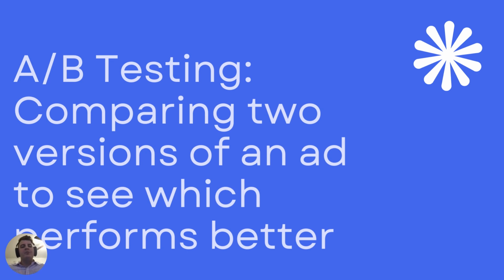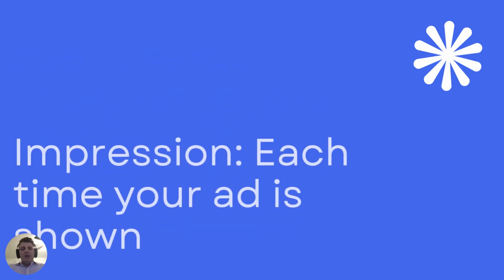A/B testing. So this is when you compare two versions of an ad to see which one performs better. Now, this is super important because you want to see, when you compare two different ads, which one works better, but you want to make sure that you're not changing too much so it becomes ambiguous which one is actually working. So changing little things helps.